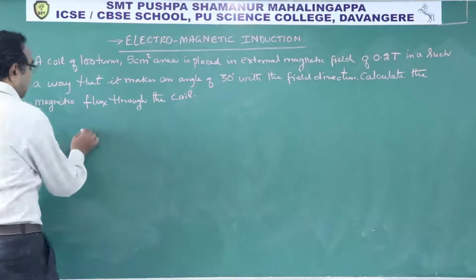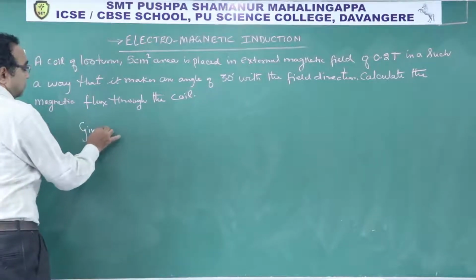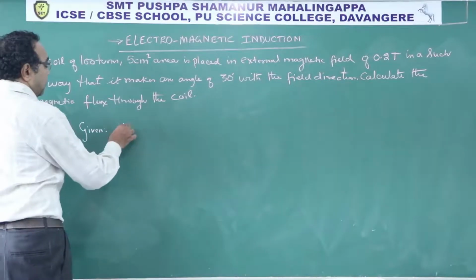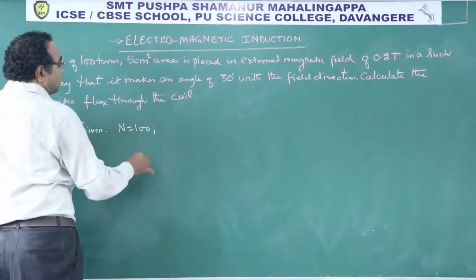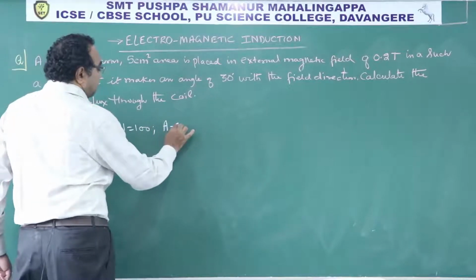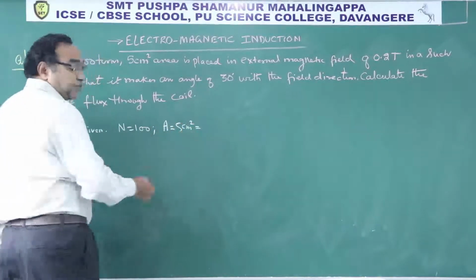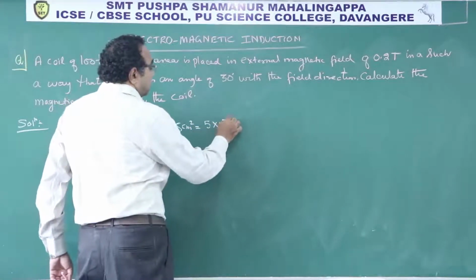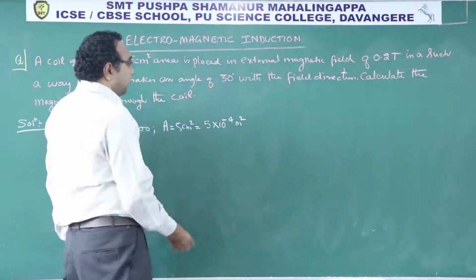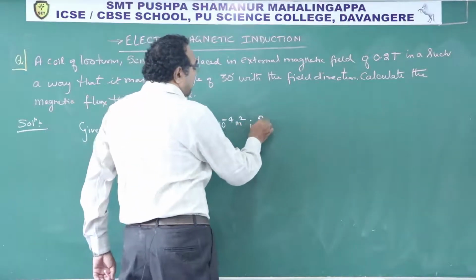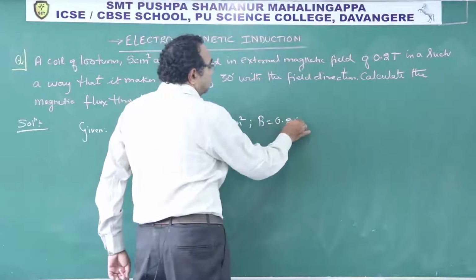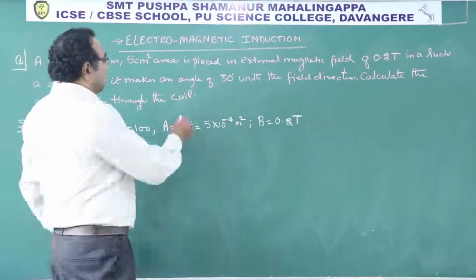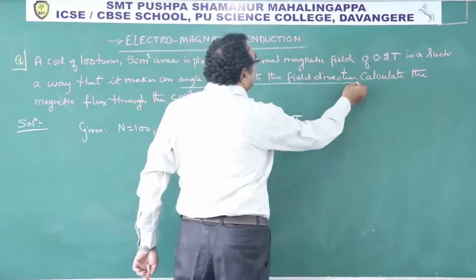Well, let us record the data which is given to us. This will always help us solve the question in an easy way. It says n is equal to 100. Area is given as 5 centimeter square. Let us convert this into SI units of square meter. So 5 into 10 raised to minus 4 square meter. External magnetic field, so B is given as 0.2 Tesla. Now it makes an angle of 30 degrees with the field direction.